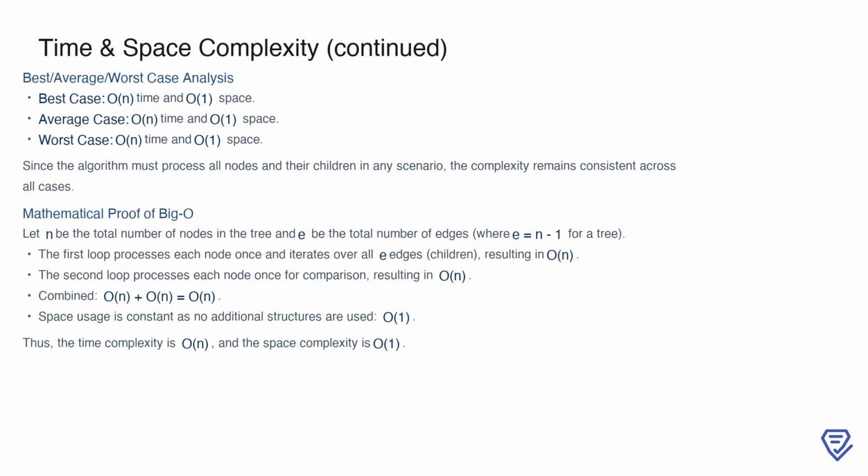Now, for a mathematical justification of the time complexity, consider that the first loop processes each node exactly once and iterates over all edges in the tree. Since a tree with n nodes has n minus 1 edges, this results in O(n) time. The second loop also processes each node exactly once, contributing another O(n). Adding these together gives O(n) plus O(n) equals O(n). Space usage remains constant because no additional data structures are required. Therefore, we conclude that the time complexity is O(n), and the space complexity is O(1) across all cases.